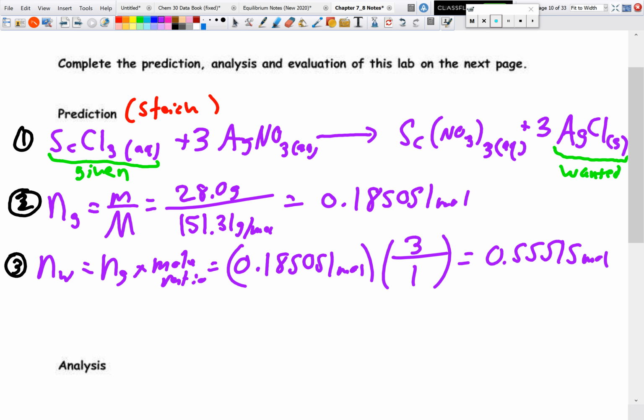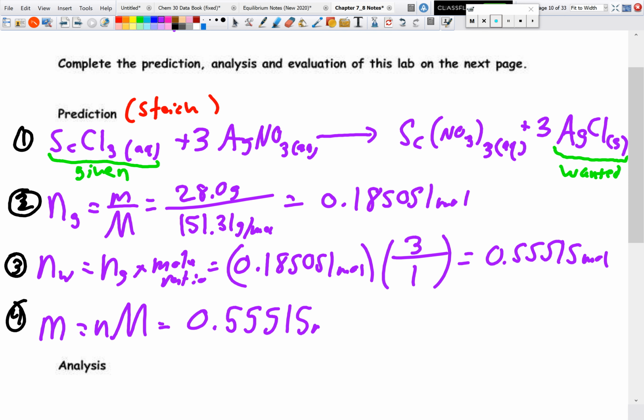0.55515 moles. And finally, step 4 for our stoichiometry, solve the question, and our step 4 is mass is equal to number of moles times our molar mass. So our number of moles, 0.55515 moles. And our molar mass for silver chloride, remember, it's just the molar mass of 1 silver and 1 chlorine. Do not use that coefficient in front.